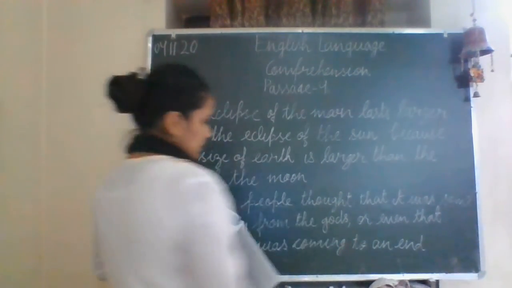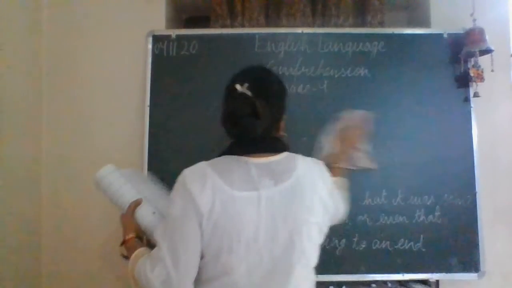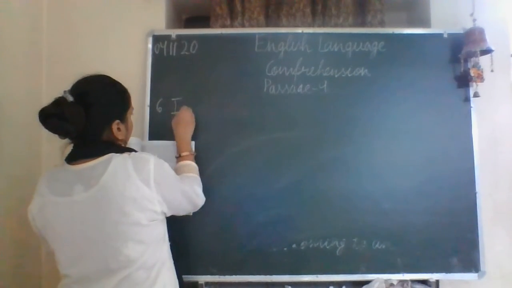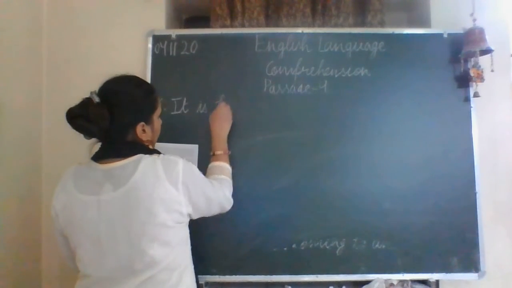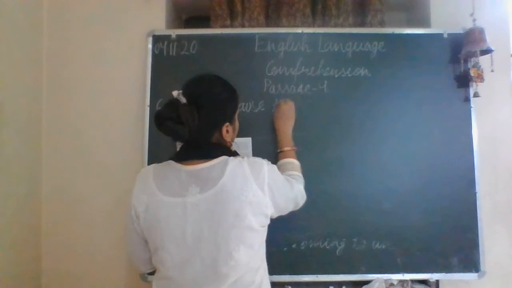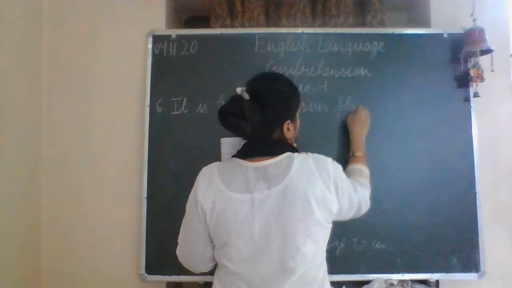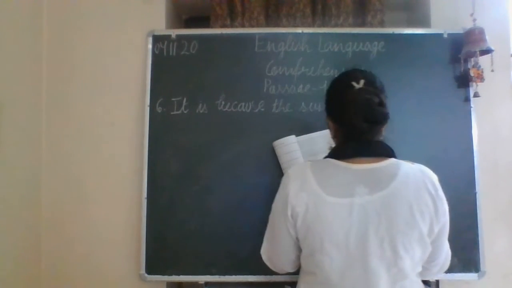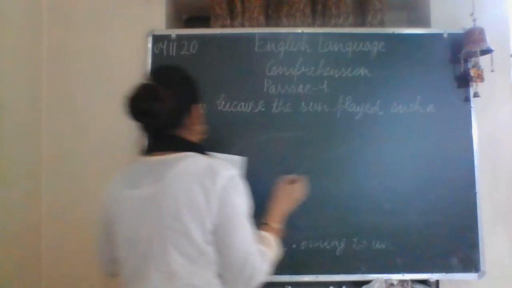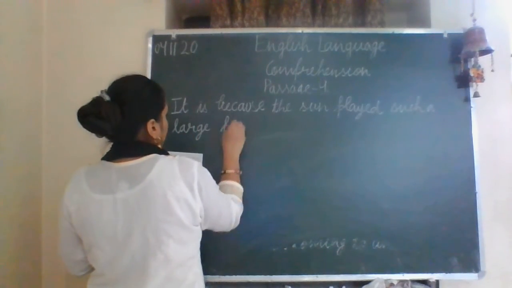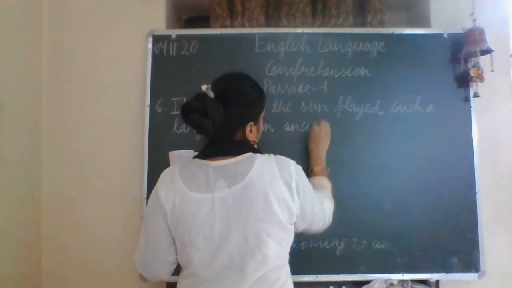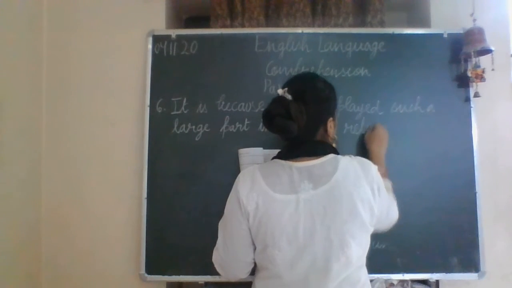The next one is: many superstitions and myths have grown up about eclipses of the sun. What is the reason for this? So the answer to question number 6 will be: it is because the sun played such a large part in ancient religions.